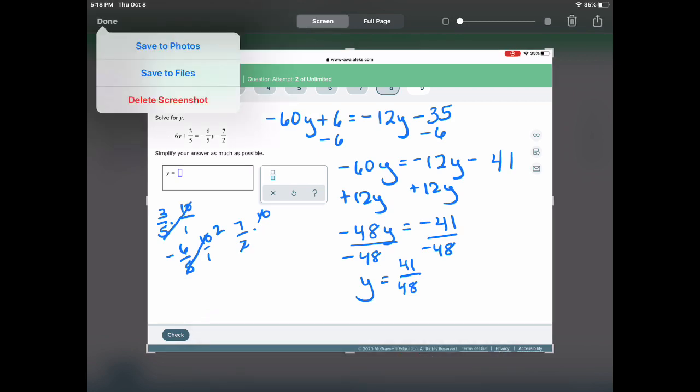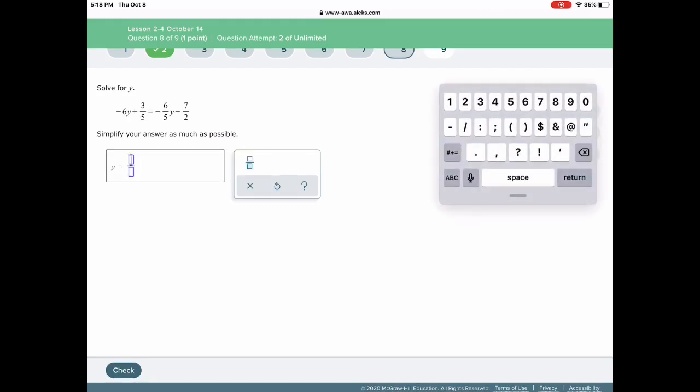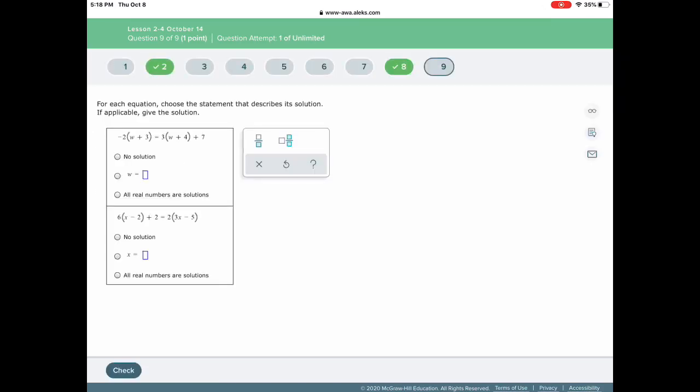Let's see if I was even close. 41, oops, 41 over 48. Oh my gosh, I actually did it right. Okay, you might miss a few of those. If you're like me, just make silly number mistakes.